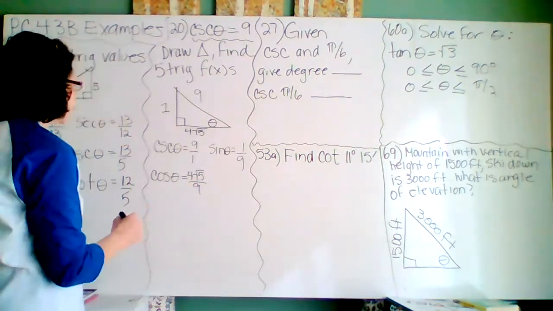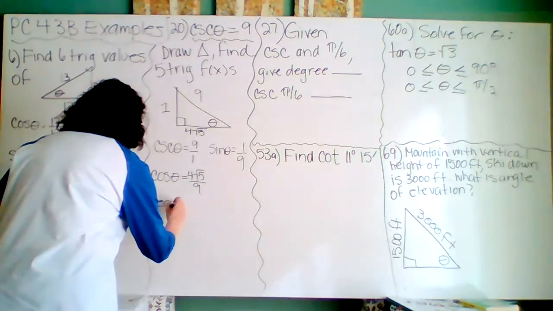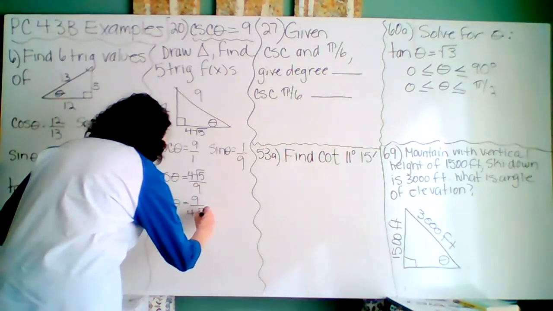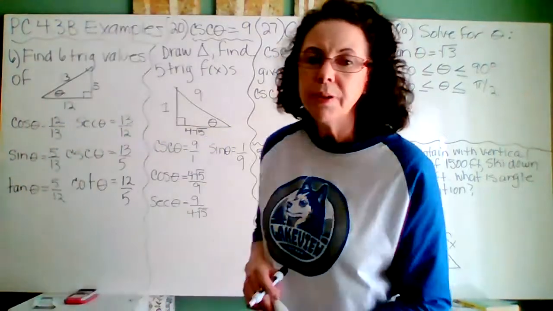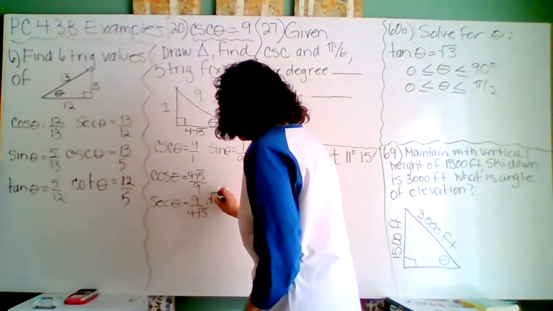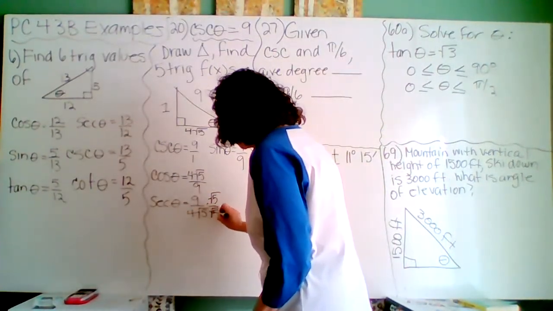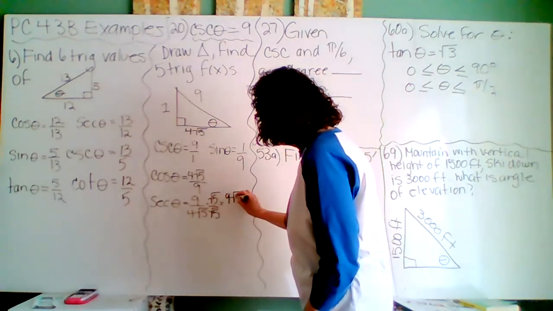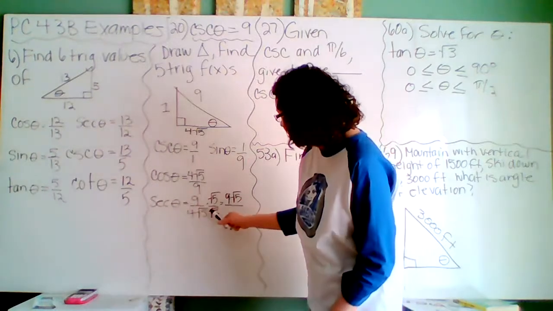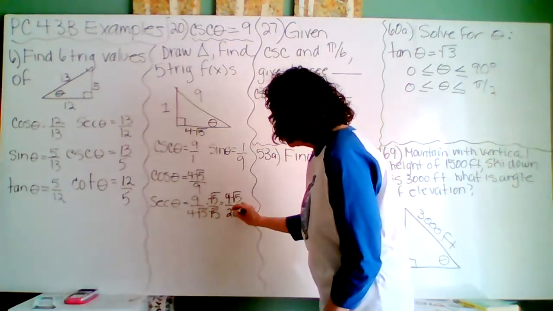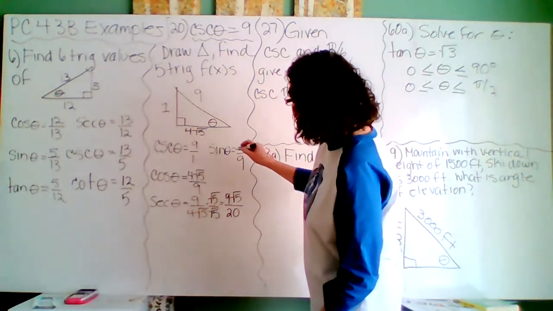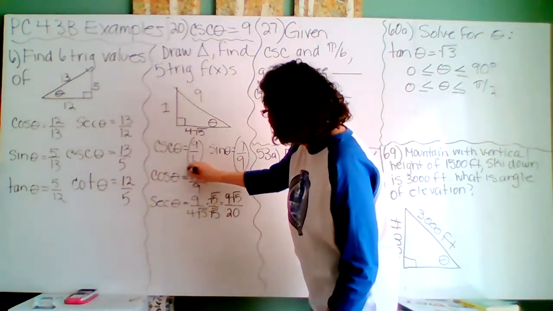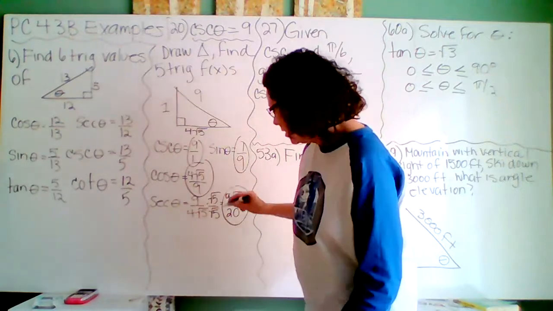There we go. And this means that secant would be the reciprocal of cosine. That would be 9 over 4 square roots of 5, which is perfectly true, but they won't leave the square root of 5 in the denominator. They will rationalize it, and I will get 9 square roots of 5 in the numerator and 4 times 5 in the denominator. There we go. So right now I have cosecant, sine, cosine, and secant.